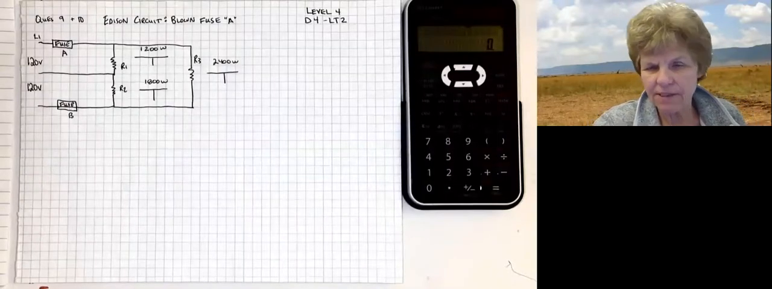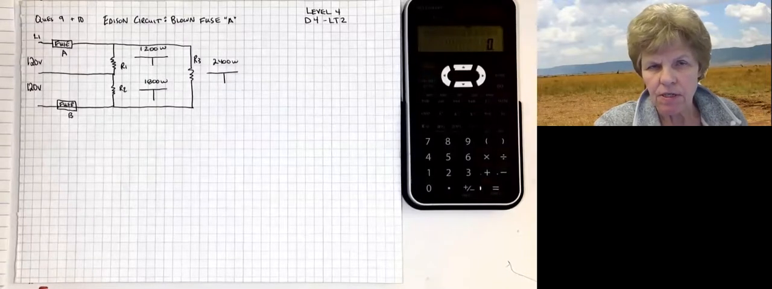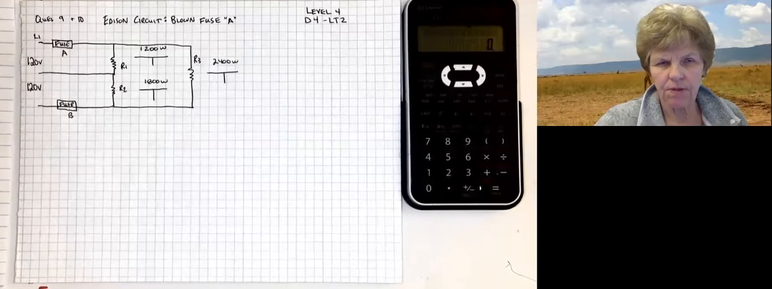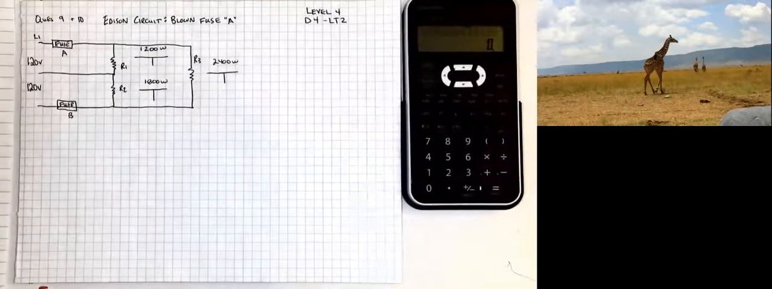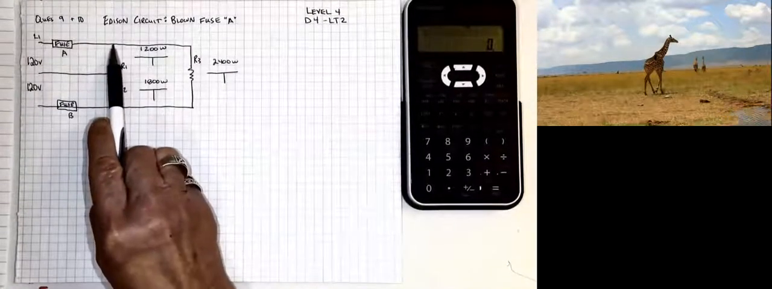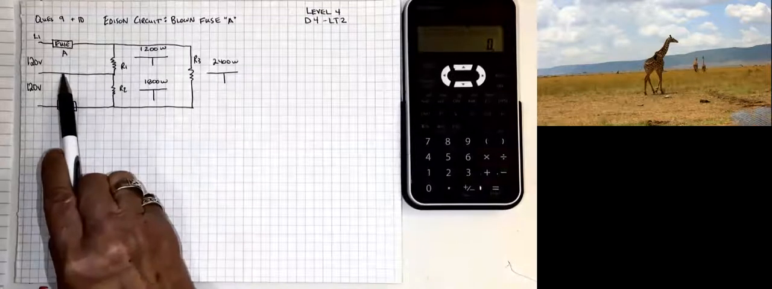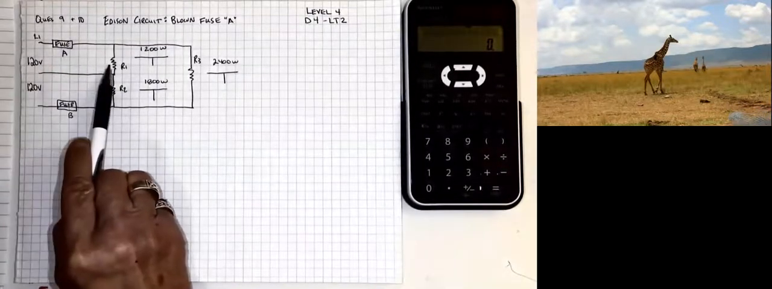Hi everybody, I'd like to show you a little video about an Edison circuit and what happens to all the values when a fuse blows. Over here I have a typical Edison circuit. The R1 resistance is receiving 120 volts.